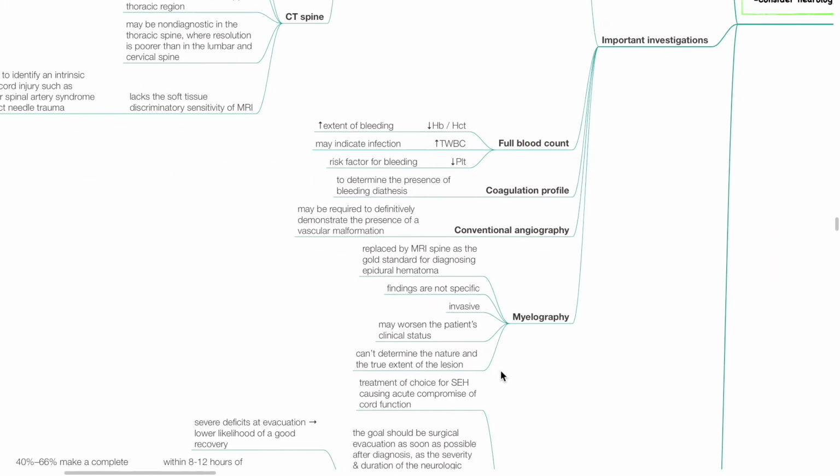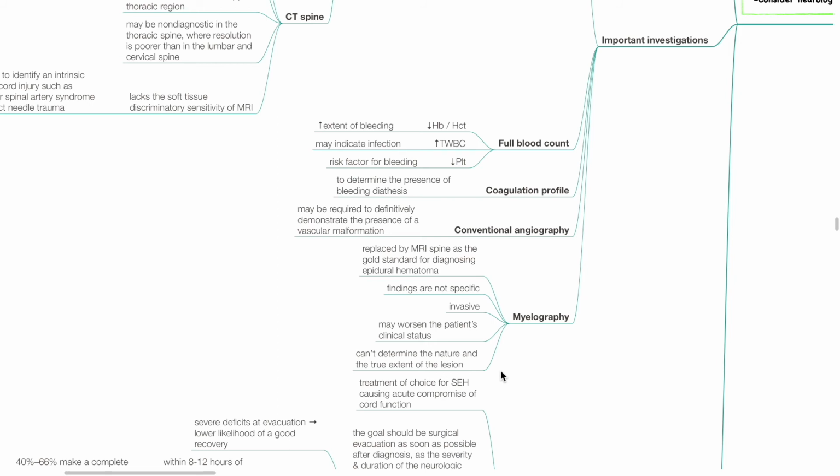Full blood count. The degree of reduction in Hb or hematocrit may indicate the extent of bleeding. Increased total white counts may indicate infection. Thrombocytopenia is a risk factor for bleeding. Coagulation profile to determine the presence of bleeding diathesis and whether correction is required. Conventional angiography may be required to definitively demonstrate the presence of a vascular malformation.